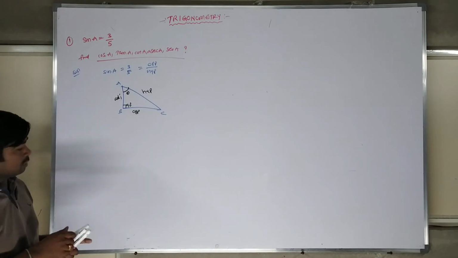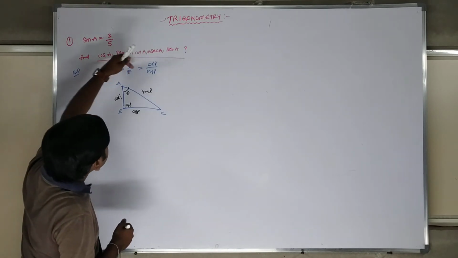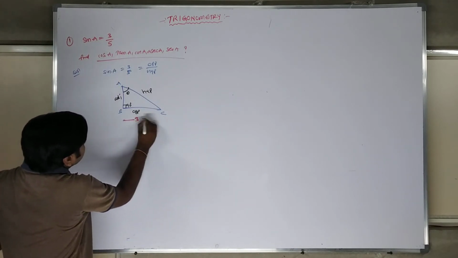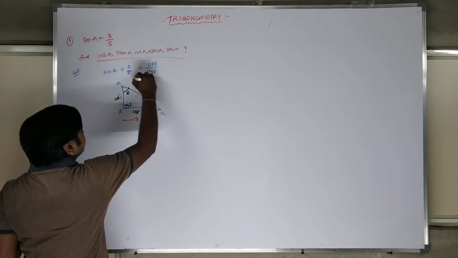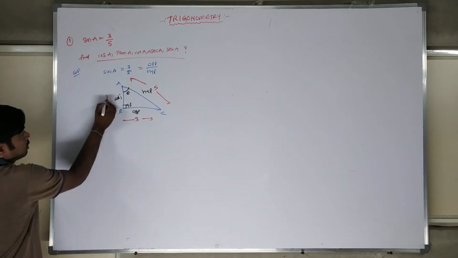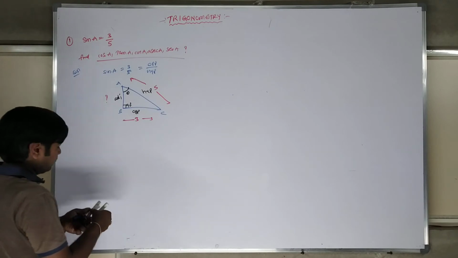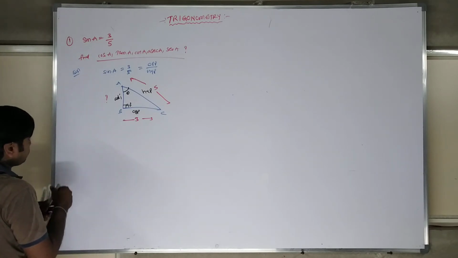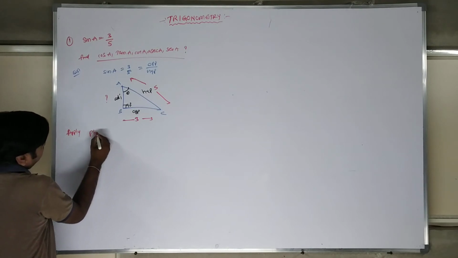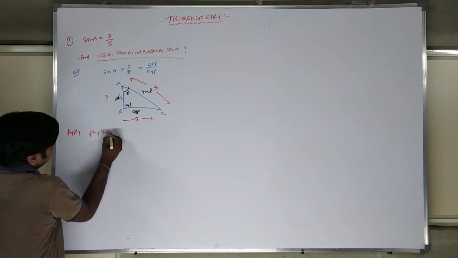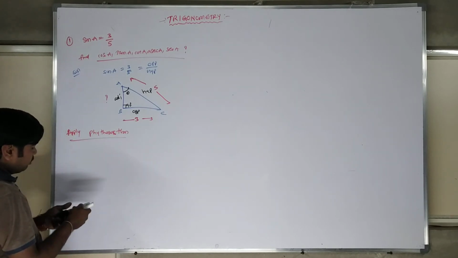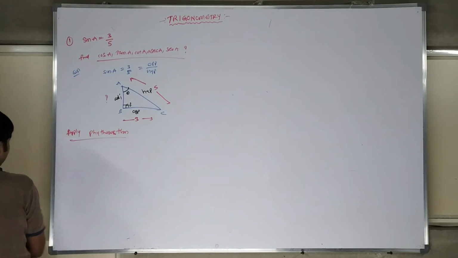After this, please substitute your values. Opposite is 3 and hypotenuse is 5. So this distance is 3, hypotenuse is 5. This value you don't know, this is a question mark. So apply the Pythagoras theorem.